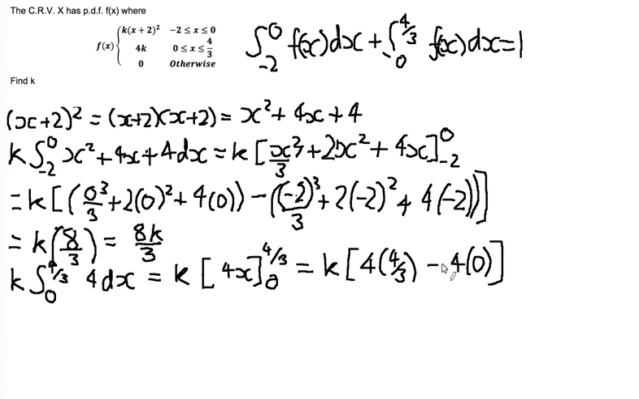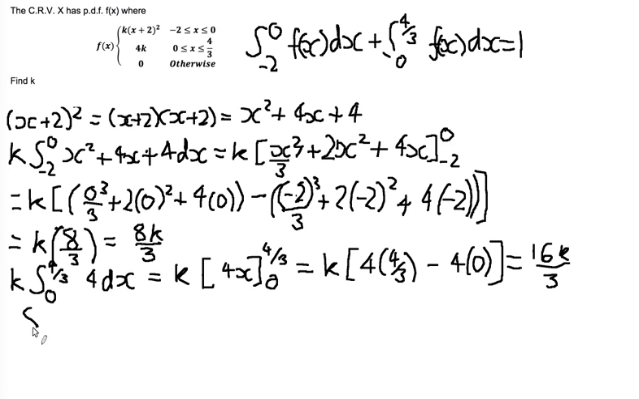So what happens here, obviously again I get 0 here, but good practice making sure that I write it in. 4 times 4/3, we tidy this up, it's going to be 16/3, so I can get 16k over 3. So all the hard work's done at this point. I found out what the integral is equal to over the range -2 to 0. I found out what that integral is equal to over the range 0 to 4/3. Now I'm going to sum them together and put it equal to 1.